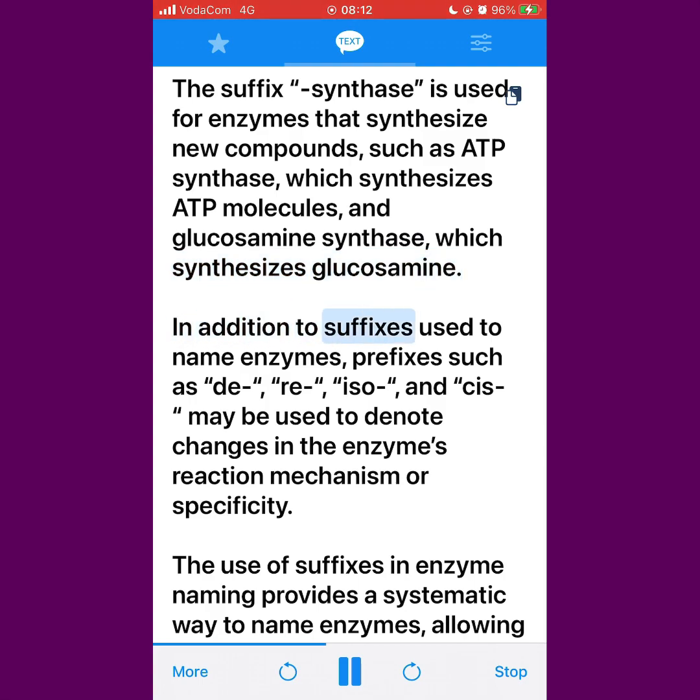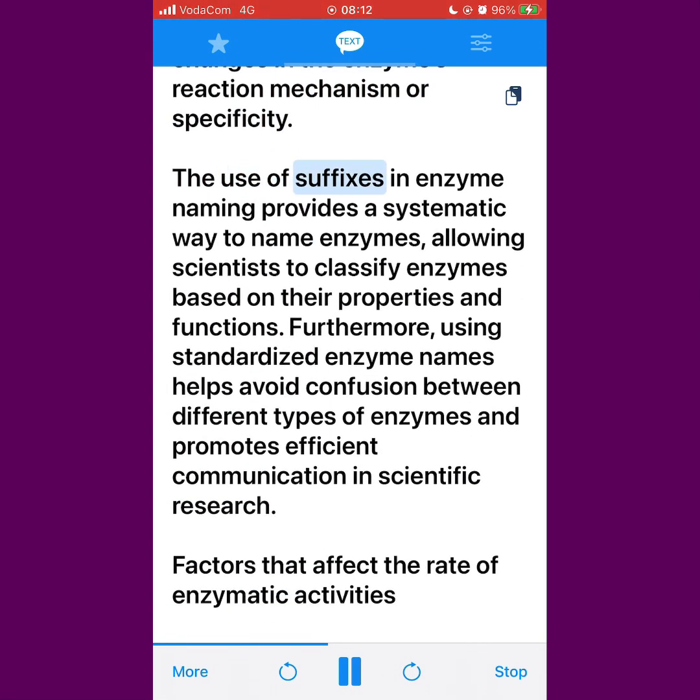In addition to suffixes used to name enzymes, prefixes such as di-, re-, iso-, and cis- may be used to denote changes in the enzyme's reaction mechanism or specificity. The use of suffixes in enzyme naming provides a systematic way to name enzymes, allowing scientists to classify enzymes based on their properties and functions. Furthermore, using standardized enzyme names helps avoid confusion between different types of enzymes and promotes efficient communication in scientific research.